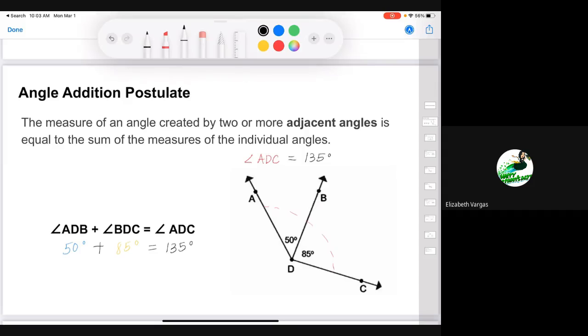So basically what this is saying is that the measure of an angle created by two or more adjacent angles is equal to the sum of the measure of the individual angles. And then just a reminder, adjacent angles are basically angles that share a common ray. So angles that share a common ray, or just angles that are right next to each other.